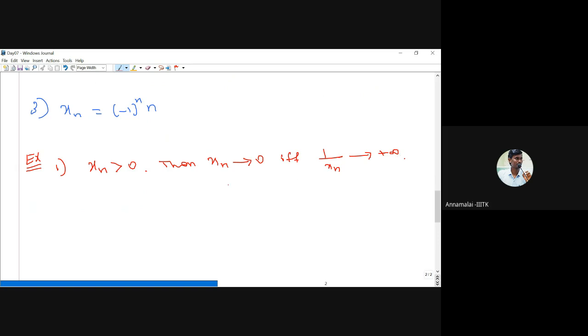You can easily show that, because we know that xn converging to 0 means all the xn's are less than epsilon for every epsilon. So you can take 1 by xn is greater than 1 by epsilon. If you take epsilon a small positive number, very small, then 1 by epsilon is very big. So if you choose r equal to that, then after this stage all the members of this sequence are bigger than r, therefore this diverges to plus infinity.